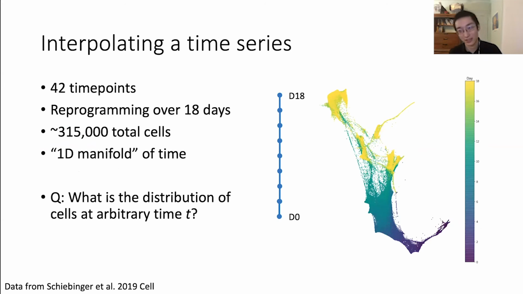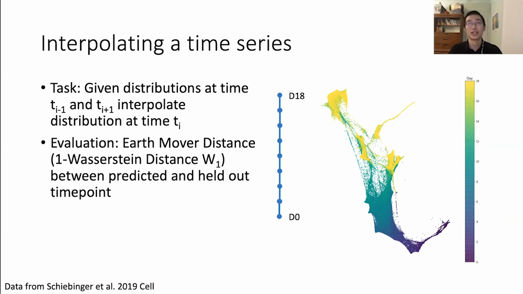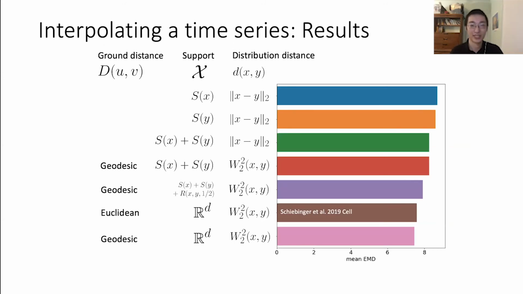Next, we look at a real single cell data set of 300,000 cells over 42 time points. We would like to impute this one-dimensional manifold. The task is, given distributions at time i-1 and time i+1, we impute the distribution of cells at time i. Then we evaluate the difference between the interpolated distribution and the ground truth for different methods. So this is showing different methods. Here we measure the mean EMD over all 41 interpolated time points for different choices of parameters.